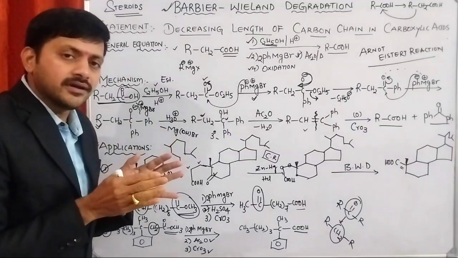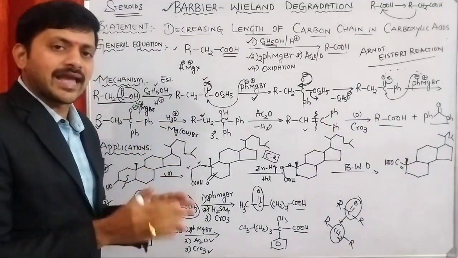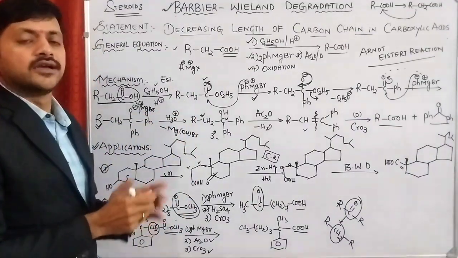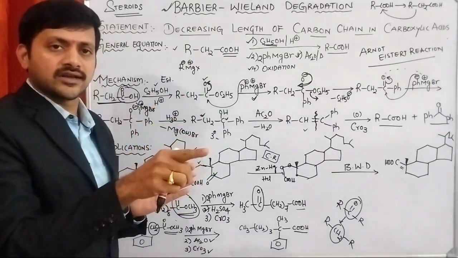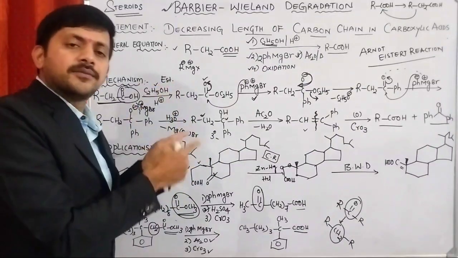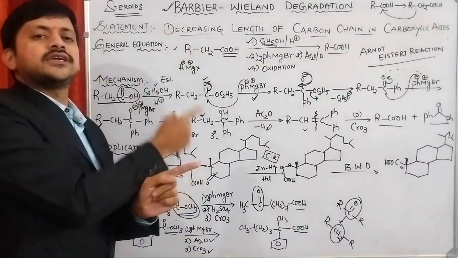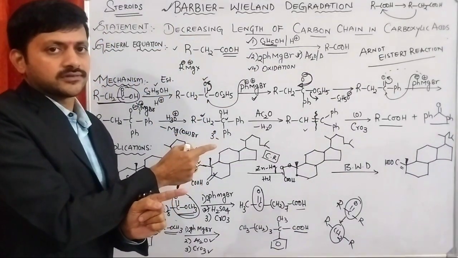Just remember Arndt-Eistert synthesis and Barbier Wieland degradation. Arndt-Eistert synthesis is used to increase the carbon chain in carboxylic acids. Barbier Wieland is the reverse of the Arndt-Eistert reaction. Okay.